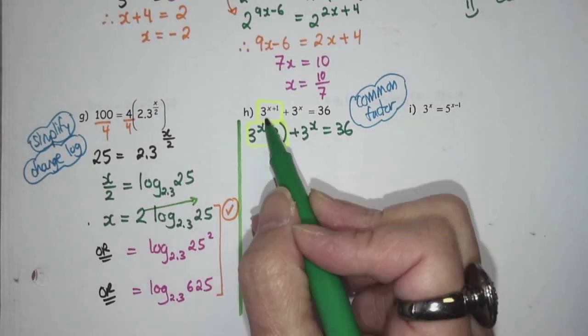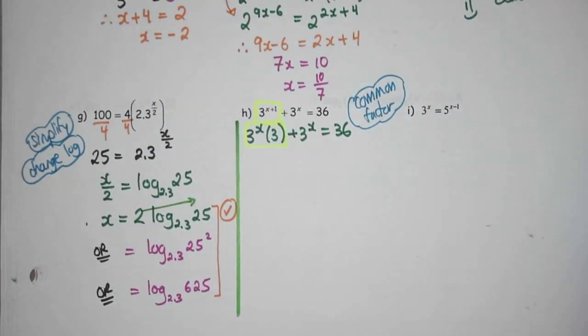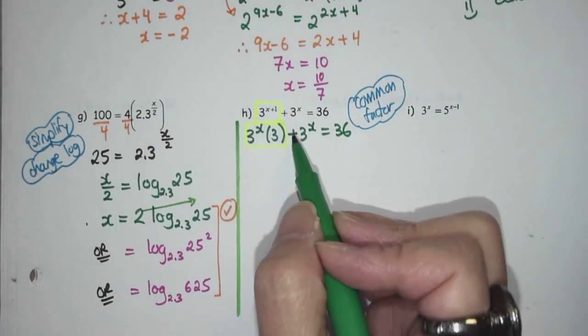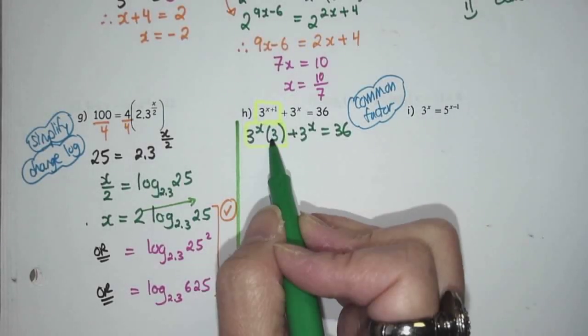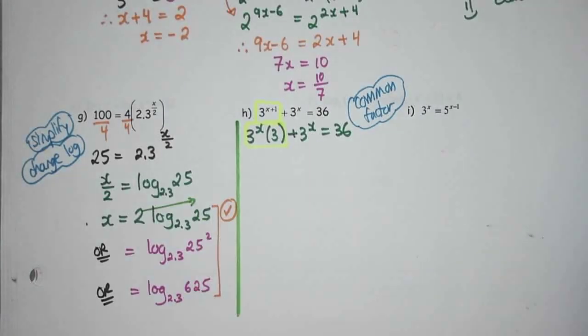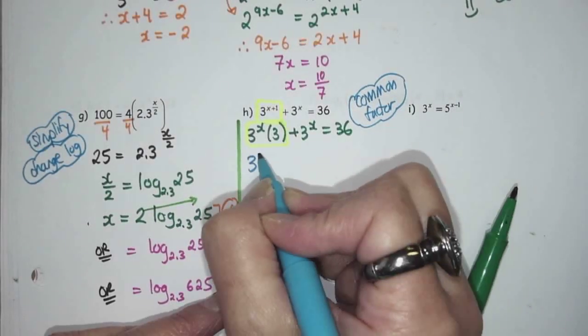So here, you notice that there's 3 to the x. And you're like, oh, I wish I could do something with that. It's tempting, because it's a common factor. This broken up is 3 to the x times 3. This is 3 to the x, still normal. So if I was to common factor this out, this here is going to be 3 to the x.